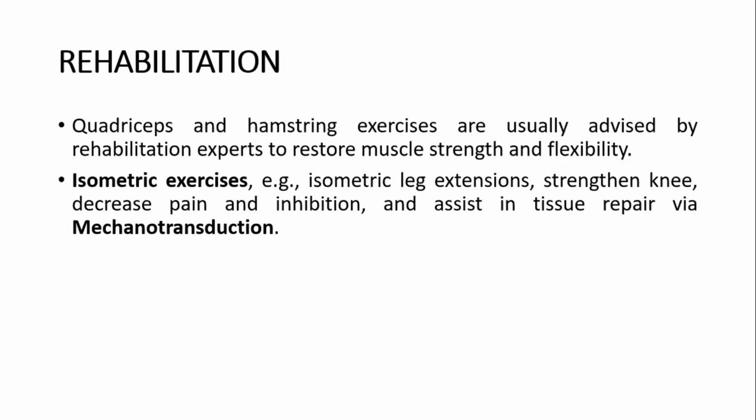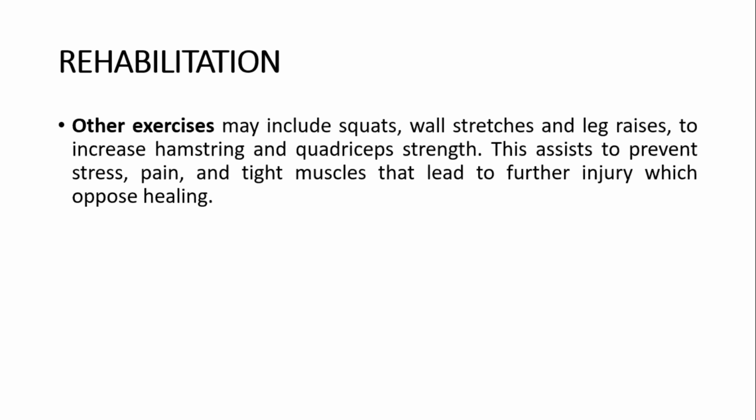So rehabilitation continues. Quadriceps and hamstring exercises are usually advised by rehabilitation experts to restore muscle strength and flexibility. Isometric exercises, for example isometric leg extensions, strengthen the knee, decrease pain and inhibition, and assist in tissue repair via mechanotransduction. Other exercises may include squats, wall stretches, and leg raises to increase hamstring and quadriceps strength. This helps prevent stress, pain, and tight muscles that lead to further injury, which opposes healing.